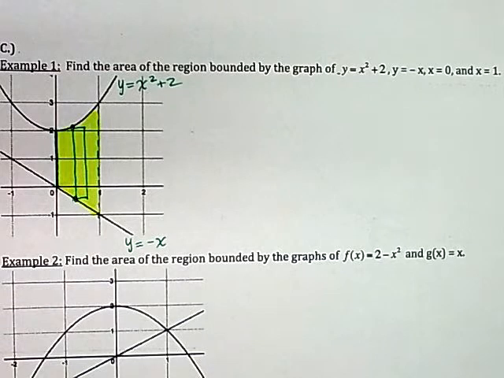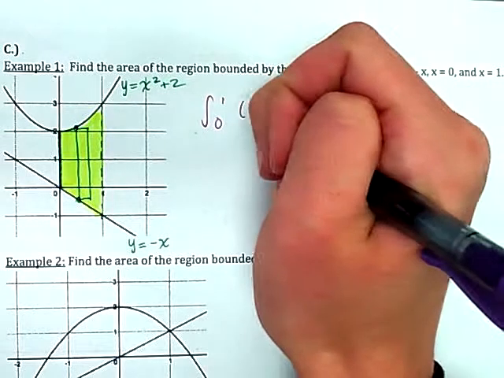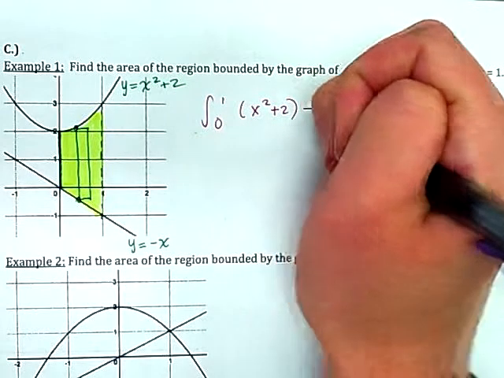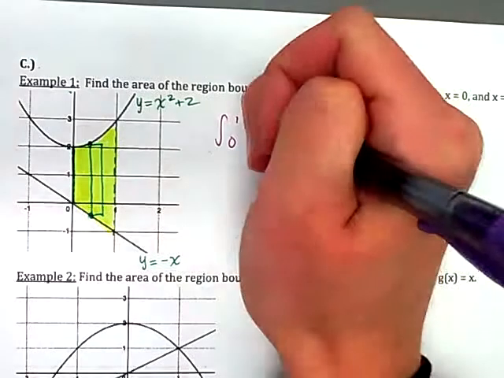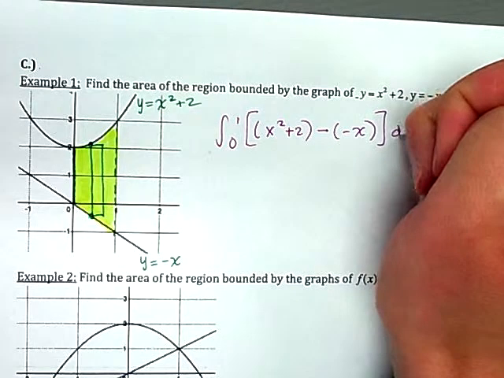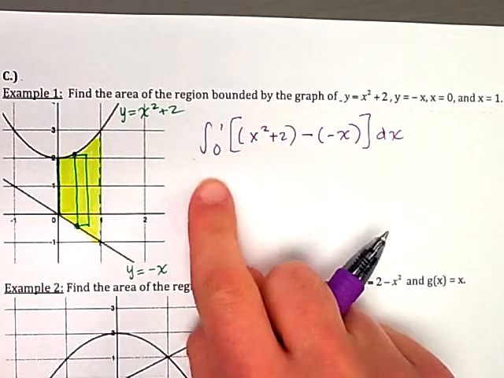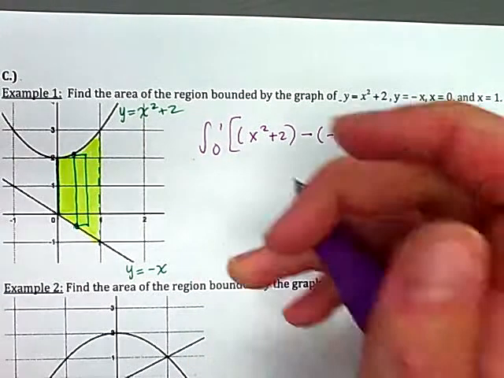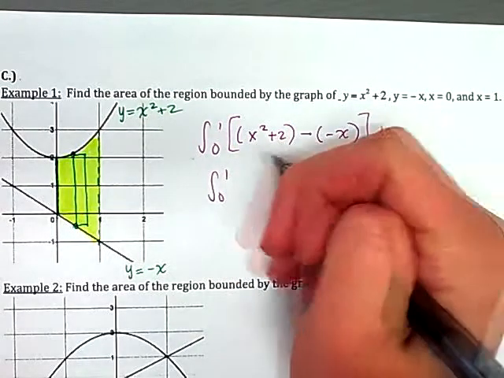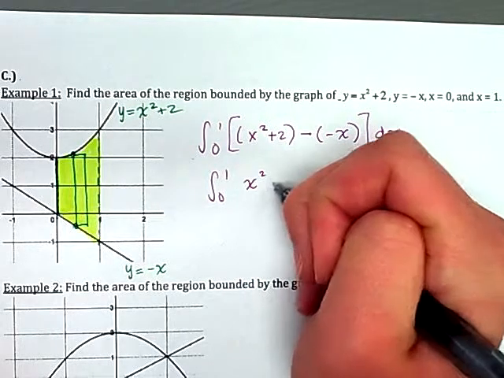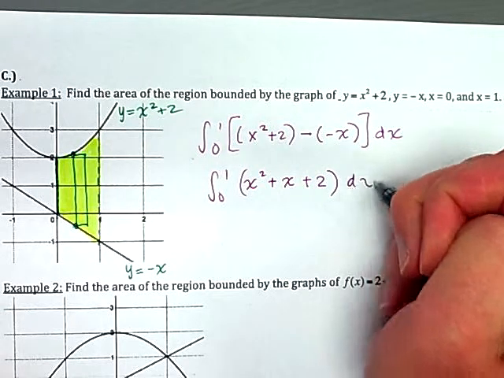So now the integral I would set up would be the integral from 0 to 1 of x squared plus 2 minus negative x. And you have to be careful with your signs here. You can put that all in brackets and then write your dx. Now I could just plug this directly into my calculator. In this case I'm actually going to simplify it a little bit, so I would get from 0 to 1, since it's minus a negative, that's really plus, and if I rearrange my terms from highest exponent to lowest exponent, now I have x squared plus x plus 2 dx.